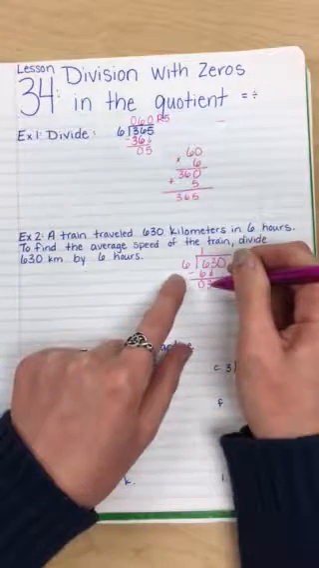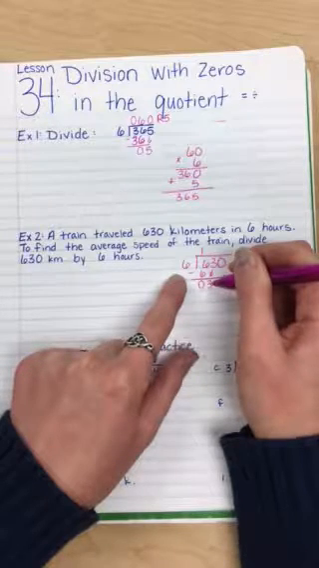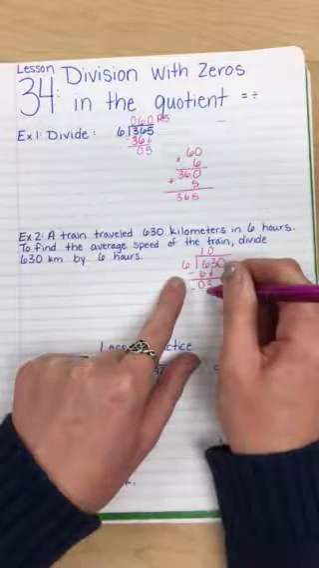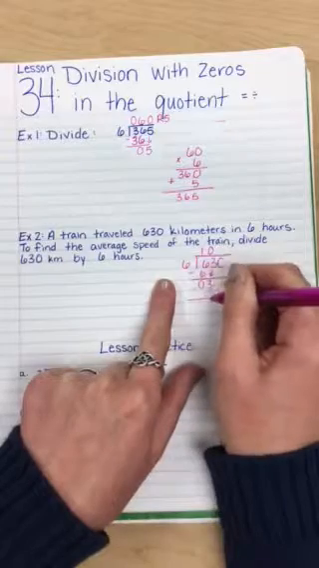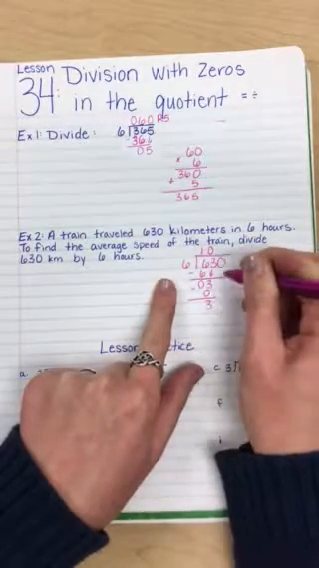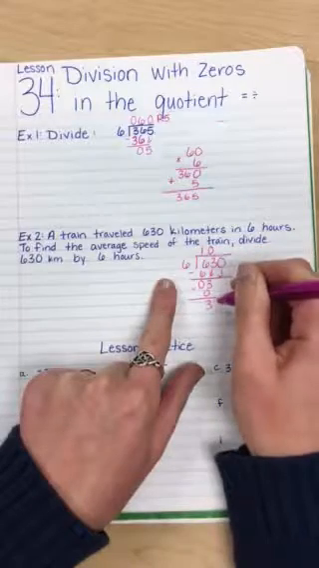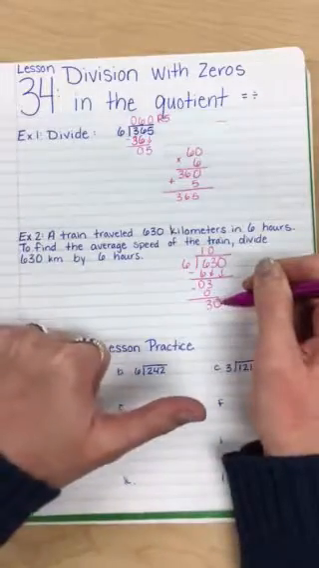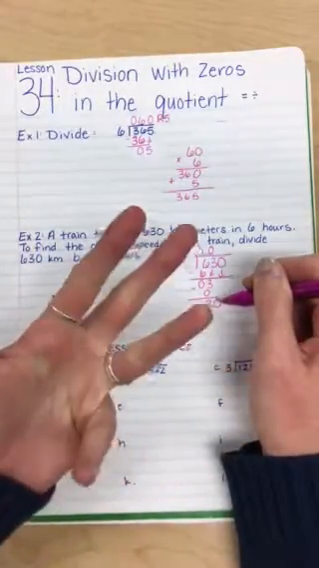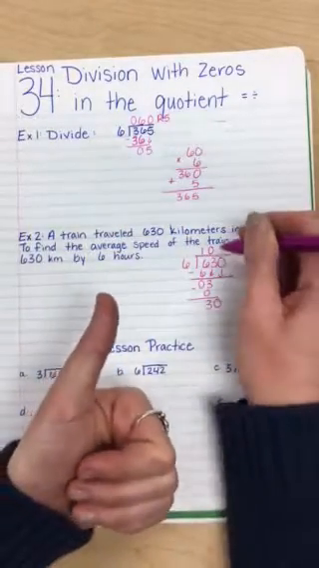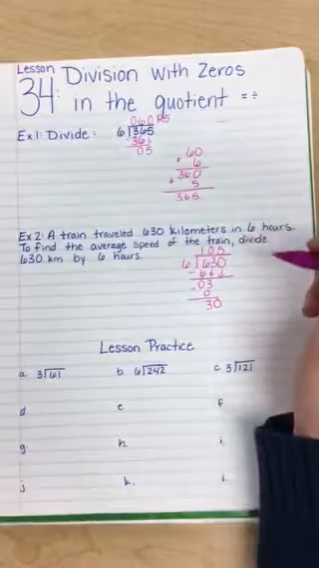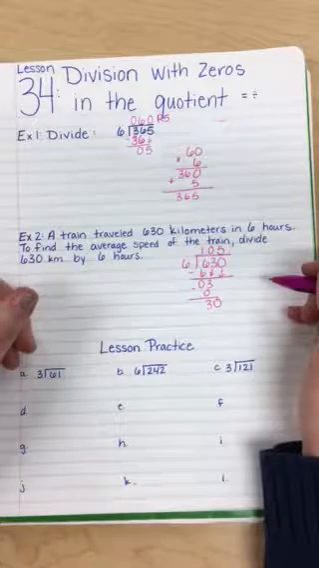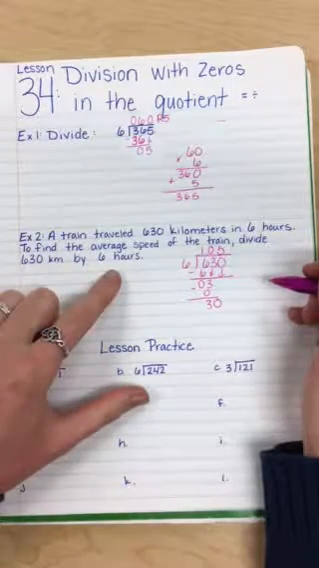6 cannot go into 3. So we're going to put a 0, and take away 0 gives us 3 again. And bring this down. Now, 6 can go into 30 5 times. 5, 10, 15, 20, 25, 30. 5 times. So we've been dividing, multiplying, subtracting, and bringing down. Since there is no other number to bring down, the division problem is finished.